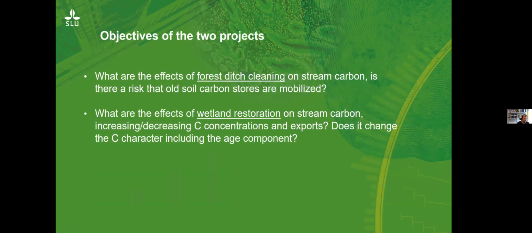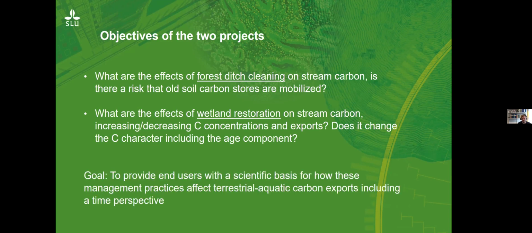So the objectives of the two projects we will be running in the coming years are: what are the effects of forest ditch cleaning on stream carbon? Is there a risk that an old soil carbon store is mobilized? And secondly, what are the effects of wetland restoration on stream carbon? Increasing, decreasing carbon concentration and exports? We don't really know. And will it change the carbon character, including the age component?